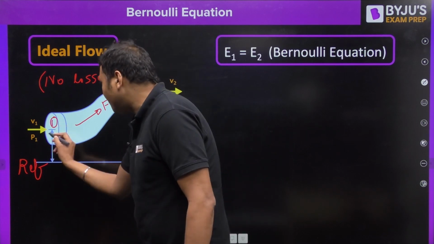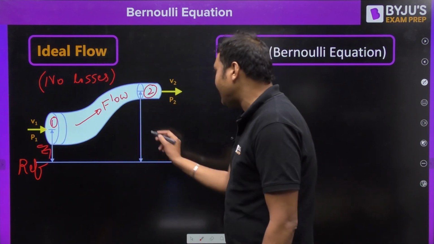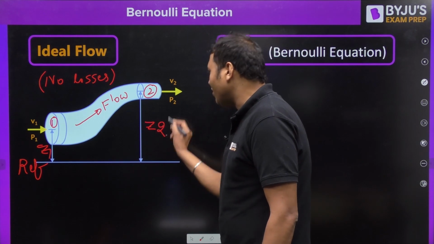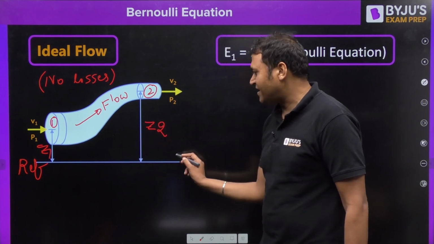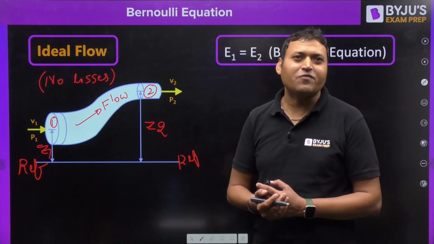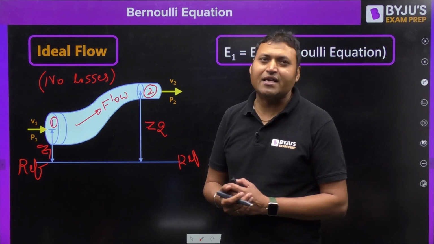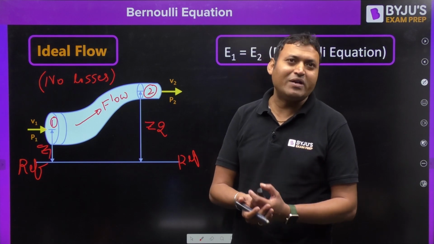So the height of point 1 from the reference line is Z1, the potential energy head at 1, and the height of point 2 from the same reference line is Z2. So Z1 and Z2 are the vertical distances from the reference line. P1 is the static pressure of the fluid at the inlet, at section 1. It can be absolute, it can be gauge.